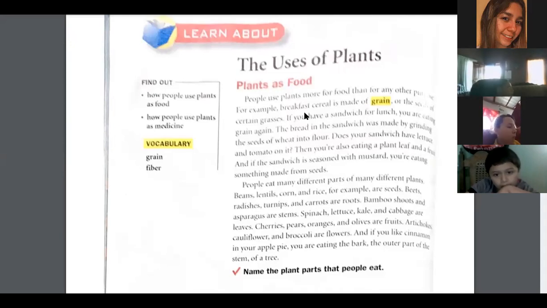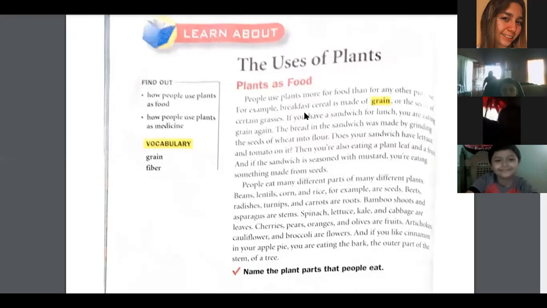¿Quién sabe cómo hacen el pan? With flour. Se hace con trigo. Yes, with wheat. We have to say wheat. Se hace con trigo y lo amasan, después lo meten a un horno, y después se convierte en pan. Very good, María Fernando. El trigo.